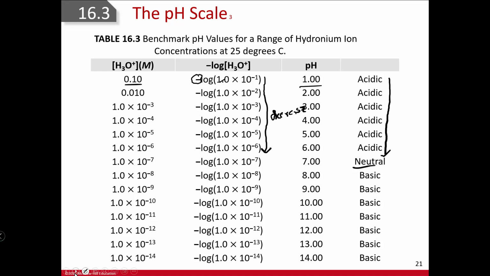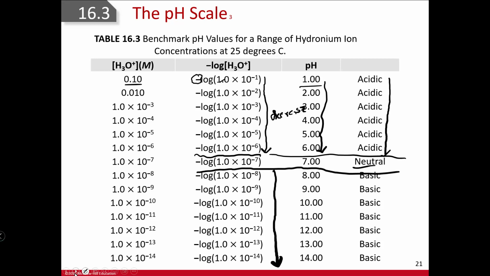So notice as the pH increases, we know that the hydrogen ion concentration is decreasing. Then we get neutral, its own special place right there. And then as the hydrogen ion concentration continues to decrease, that means the hydroxide ion has to increase. And we see the pH continues to increase here, which means less acidic, more basic.